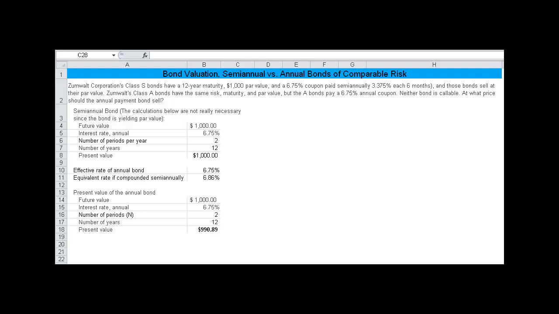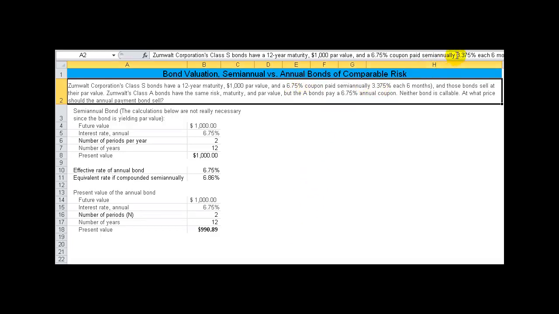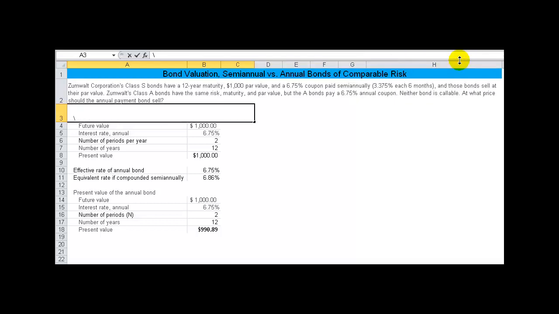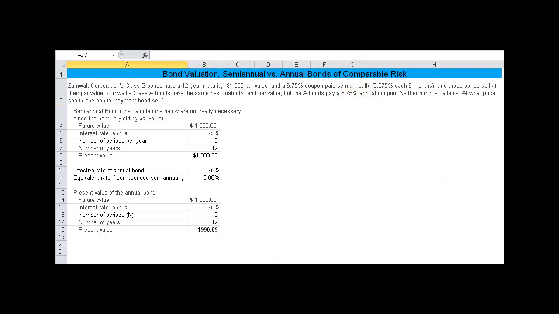Zumwalt Corporation's Class S bonds have a 12-year, $1,000 par value and a 6.75% coupon paid semi-annually, and that is (3.375 each month. I probably should put a parentheses right there.) Okay, those bonds sell at their par value. Now, Zumwalt's Class A bonds have the same risk, maturity, and par value, but the A bonds pay the same rate on an annual coupon. So see the difference? One's annual, one's semi-annual. Neither bond is callable, and we're asked to determine what price the annual bond will sell.